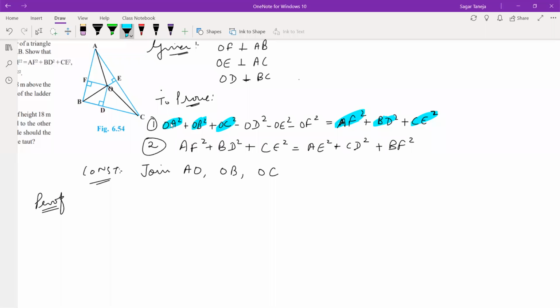I have marked here, see this, I have highlighted AO, OB, OC, AF, BD and CE. So I am just looking at AO and AF. Just see where AO and AF lie. See, A is common in both, so that's why I'm taking these two together. OA and AF. Which triangle is this, where OA and AF are there? OA this and AF, so it is this triangle.